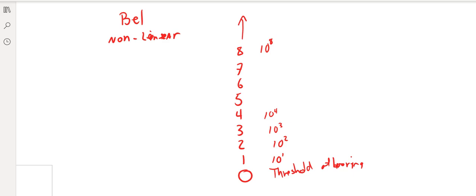So in essence, when you have 1 on the Bell scale, that is really 10 times louder than the threshold of hearing. Whereas a 2 is 10 to the second, or 100 times louder. 3 is 1,000 times louder. Okay? So this is not a linear scale.